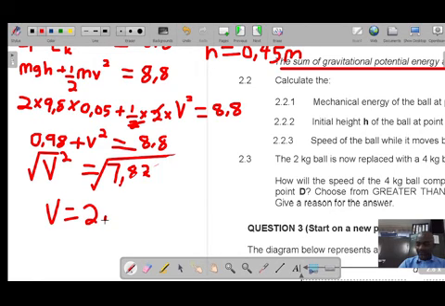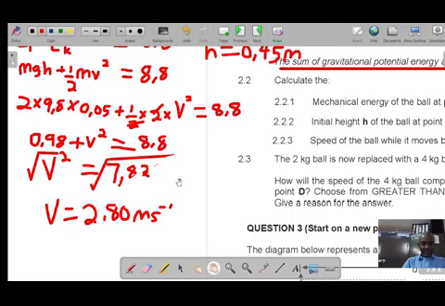Yes, 2,80 meters per second. So this is my speed v of the ball along BC, which is also frictionless. Okay, hope we are still together. Let us proceed, guys.